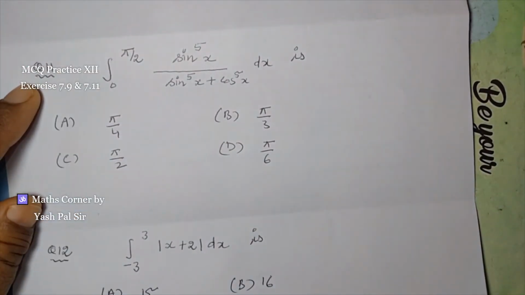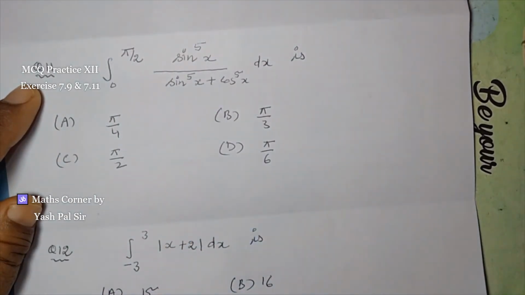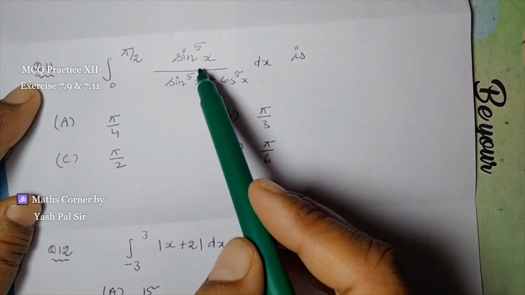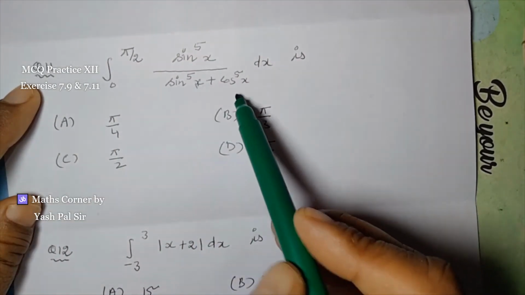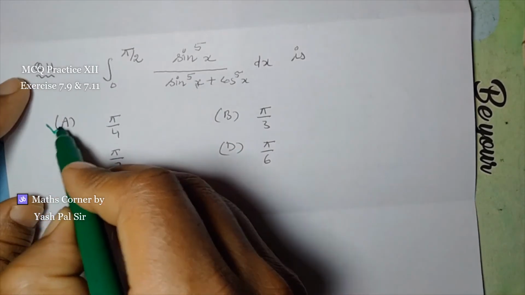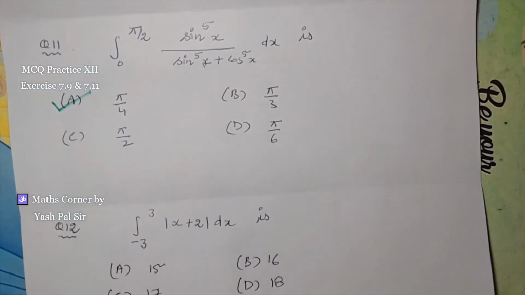Question number 11 is also the same. We again follow the same property. The numerator and denominator will become the same, equal to 1 after adding. So pi by 4, that is option number A, is the right choice to this question.